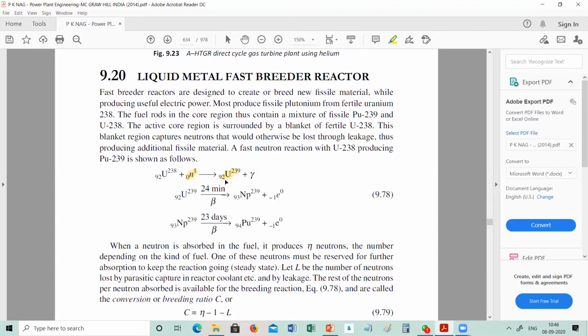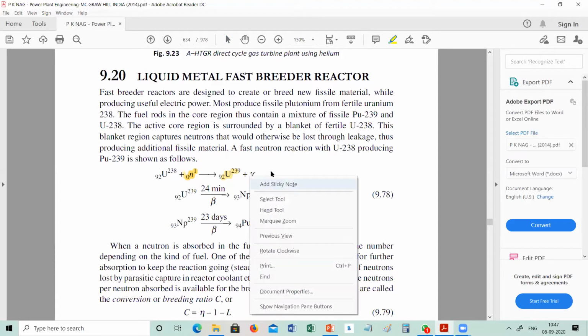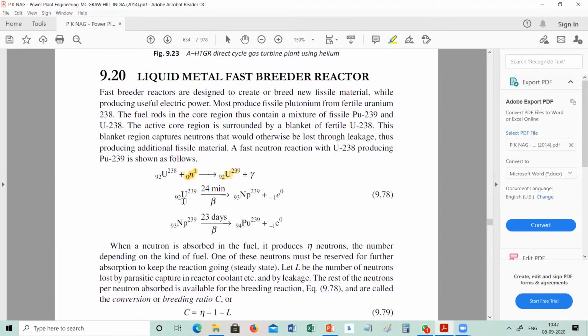But the atomic number remains the same. 92 is the atomic number, means the number of protons remains the same, but the number of neutrons will be increased because this neutron is added in the nuclear structure. So uranium 239 will be there, means the same material with an extra neutron, and during this, gamma radiation will take place. Again, this uranium 239 undergoes beta decay for 24 minutes, and after that a new material, neptunium, is formed. Its atomic number is increased, means the number of protons is increased.